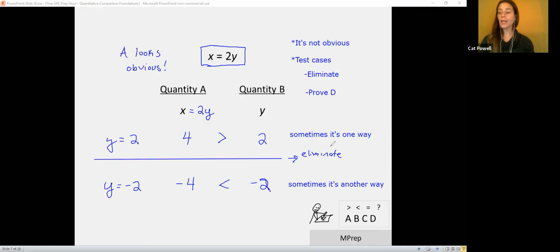Can I rule out? Yeah, I know they're not always going to be equal. So at this point, I can rule out B and I can rule out C. And then I need to test another one to see, is it going to be A or is it going to be D? Okay. So let's try another one.